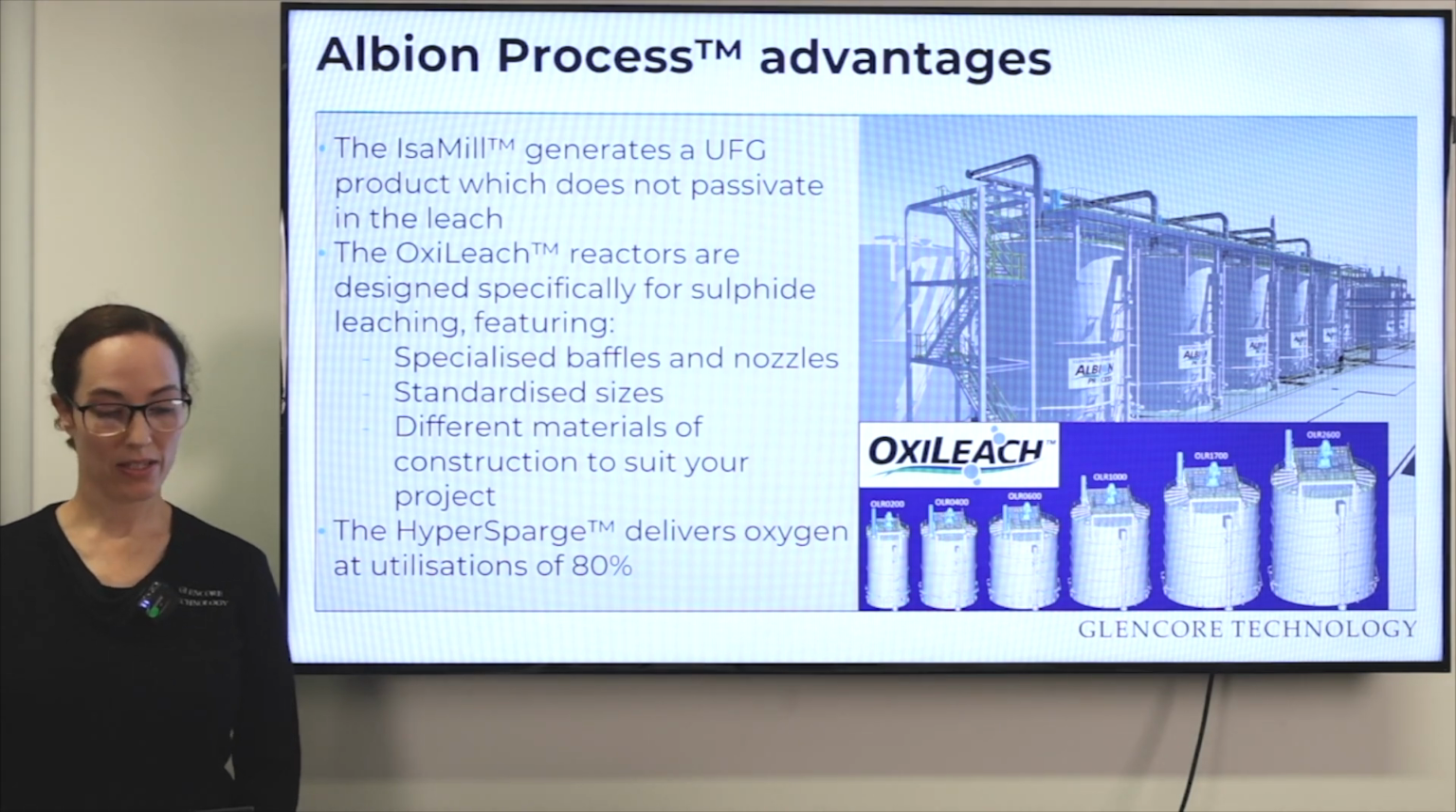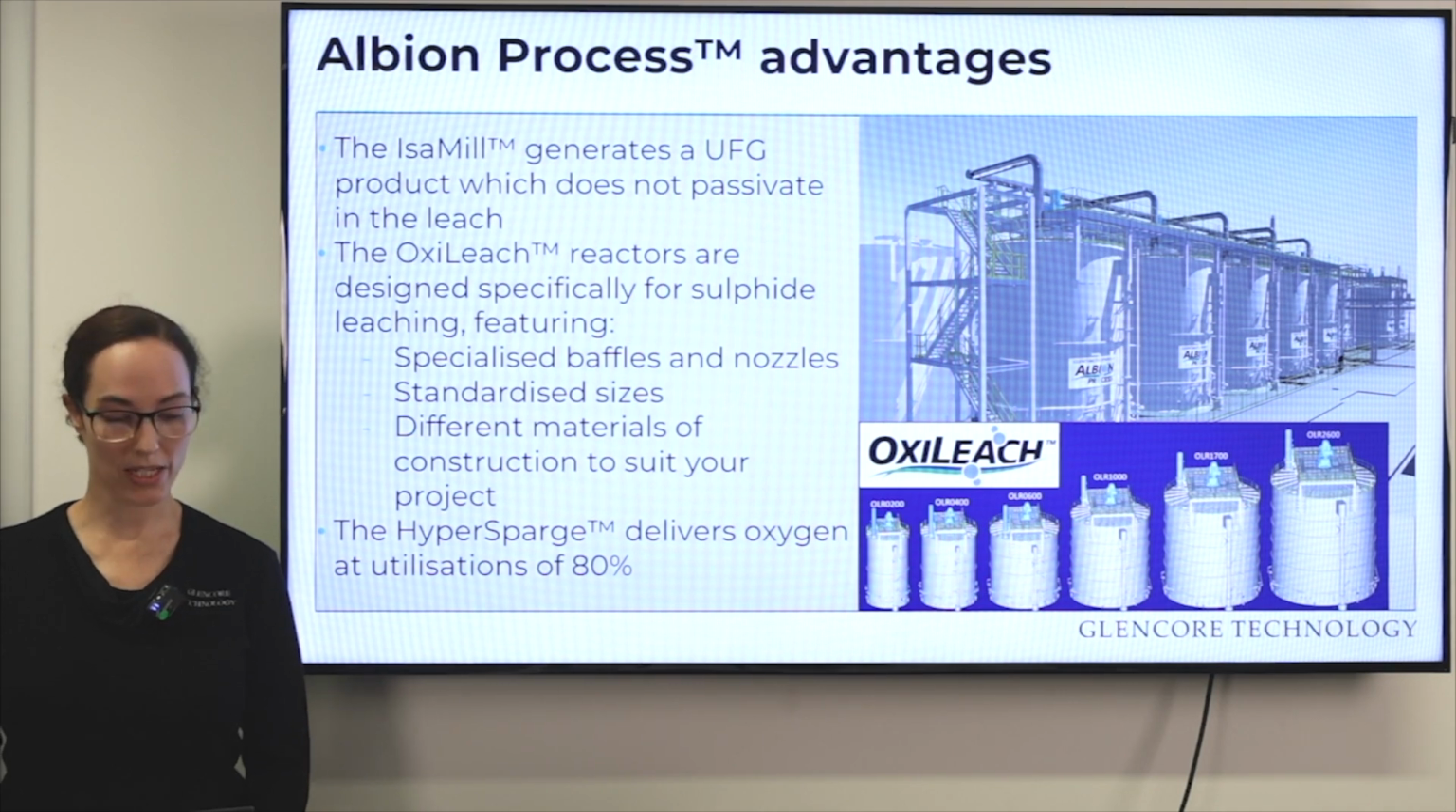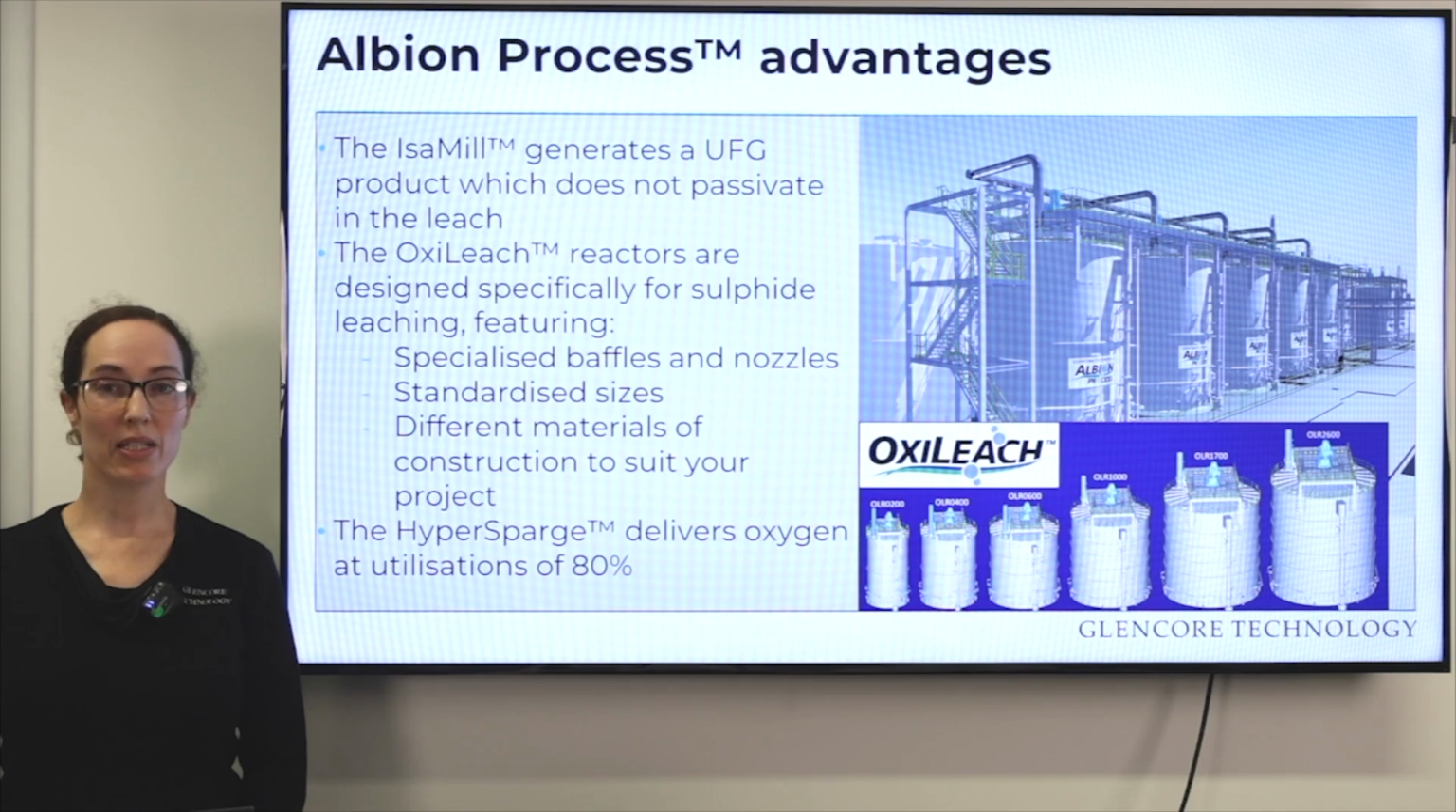So what are the advantages? Firstly, as Kai mentioned, the IsaMill generates an ultrafine ground product that does not passivate in the leach. The oxy-leach reactors are specifically designed for sulphide leaching. They feature specialized baffles and nozzles, standardized sizes, different types of materials which are suitable to your project, and these include mild steel, LDX 2101, 904L, and SAF 2507. The hypersparge is used to deliver oxygen at very high utilizations of up to 80%, and this would help with your OPEX.